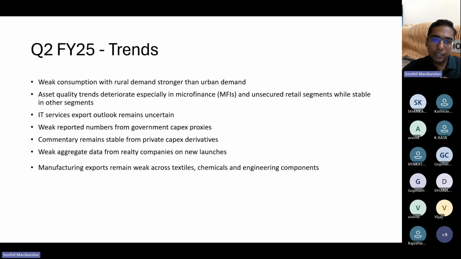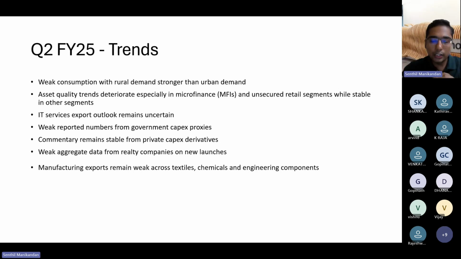While on the urban side there has been a decline, the major reason highlighted is steep food inflation. Especially the inflation we see in vegetables, whether tomato or onion, has impacted urban mass consumption. That's broadly from the consumption side.